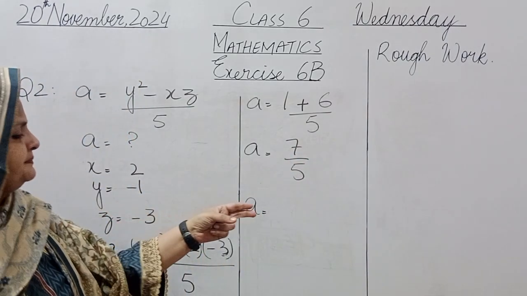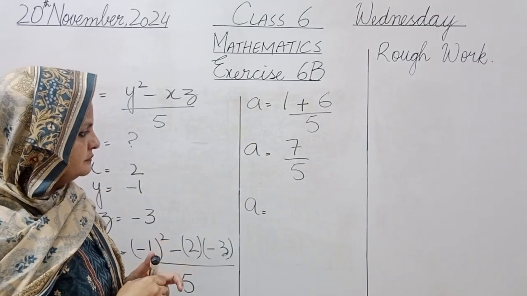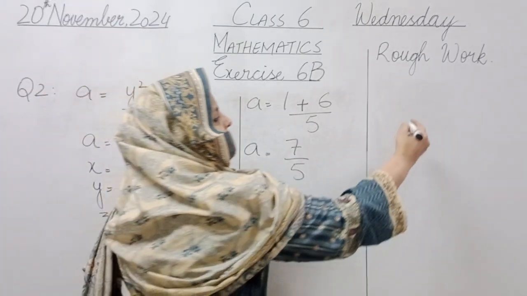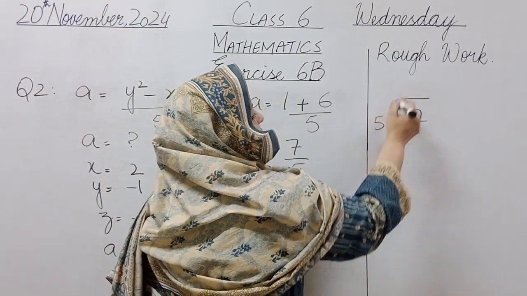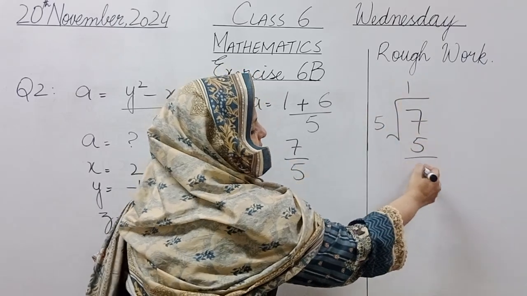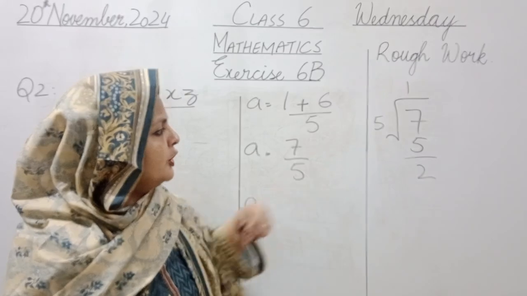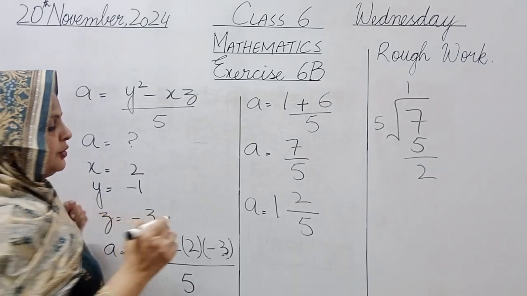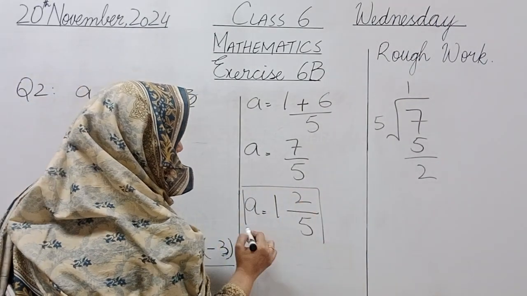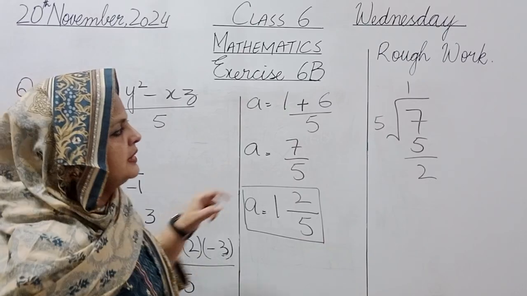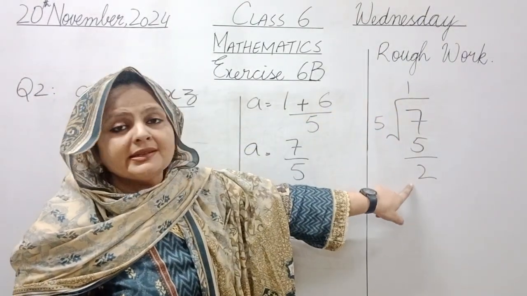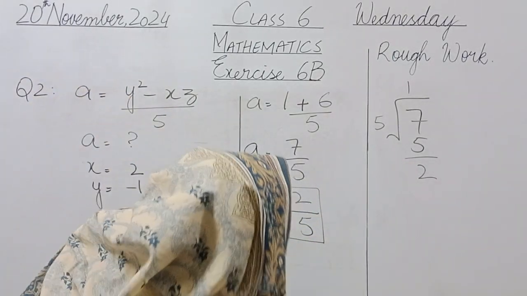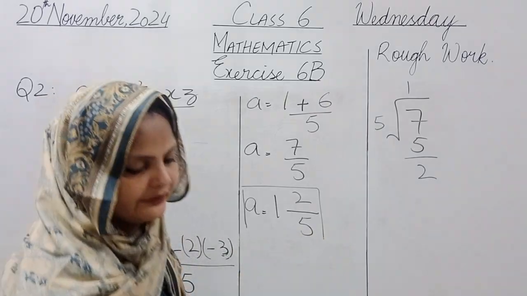So can you divide this? It's very easy. Of course it's very easy. 7 divided by 5. 5 1 times 5 and the remainder is 2. So how to write it? One whole number 2 over 5. I'm sure that you know that this is the whole number, this is the remainder, and this is the divisor, the one who is dividing. Okay, this is the answer. A is equal to 1 whole 2 over 5.